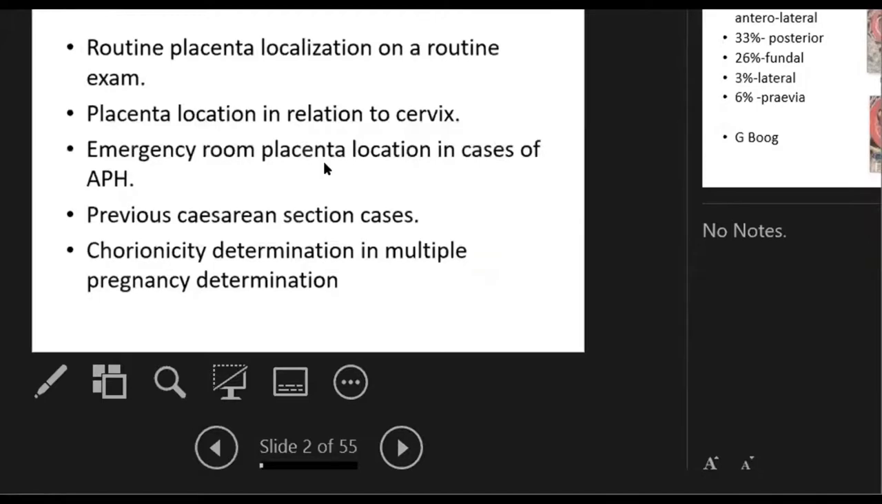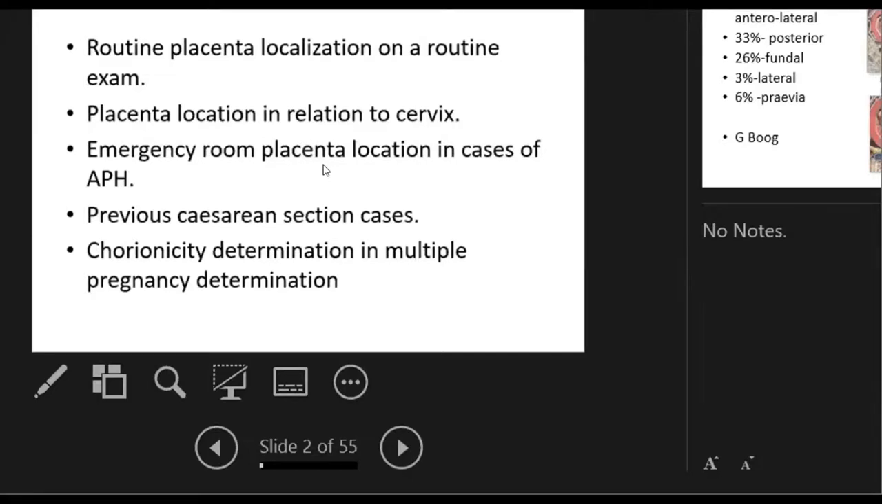So we have already said that we should establish the placental location at every routine examination, and we should describe the relationship of the placenta to the cervix. If the patient is bleeding in the emergency room, you need to establish the placental location, not refer the patient for a scan. Remember, this is a patient who is unwell. So in the emergency room, you are supposed to be able to assess where the placenta is and establish if it's a previa, or just a low-lying placenta, or a normally located placenta.